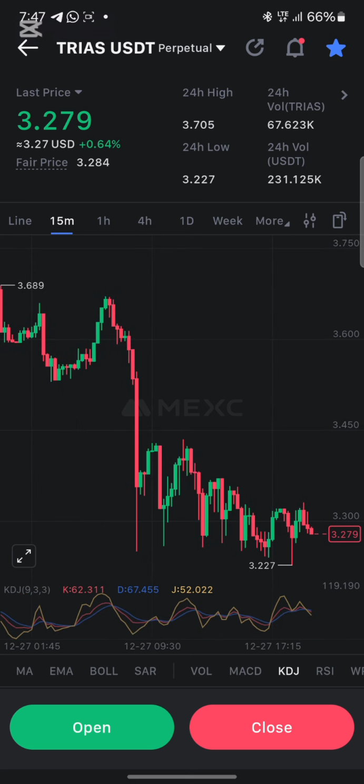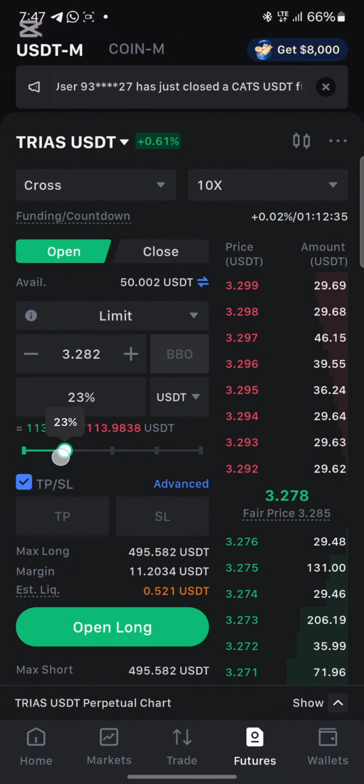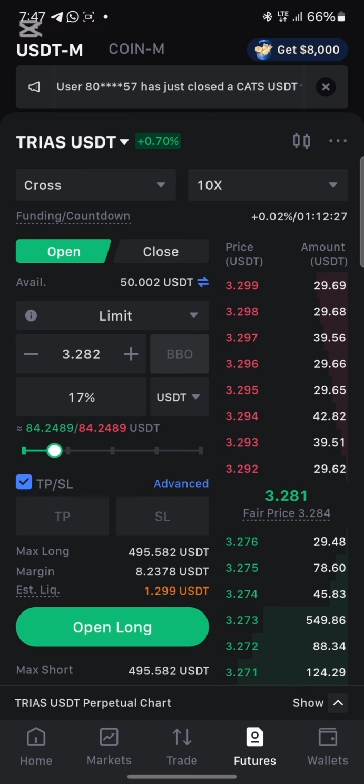Let me give us a sample. If I want to enter thrice, I will encourage you to always use at most 5% of your portfolio. Always use 5%. This is a secret and it helps you in risk management. You won't be liquidated easily. Even if you have $1,000, always make use of at most 5% of your portfolio. So let me choose 5%, for instance.